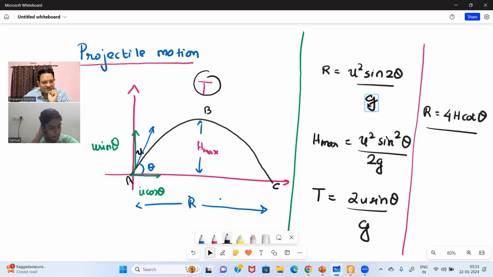During the entire motion of a projectile, something remains constant. What remains constant and why? Horizontal velocity. Yes, Samuel, without referring to the notes, you should be able to say that. The horizontal component of velocity remains constant.